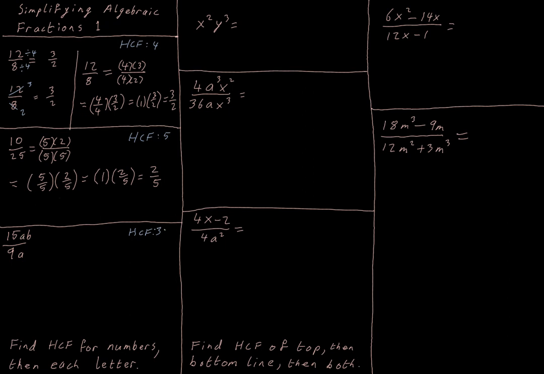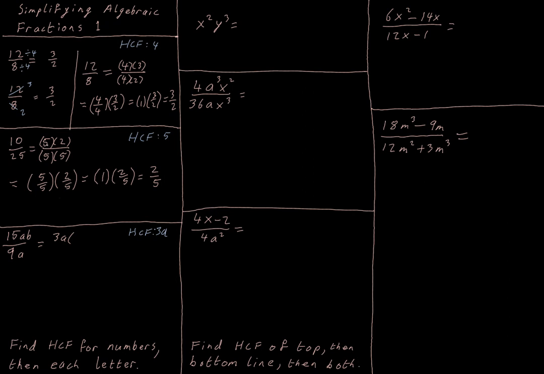So that is a common factor. I have a factor of a on the top and the bottom line. I don't have a b on the bottom line, so I don't have a common factor of b. So my common factor is going to be 3a. So I write down 3a, and 3a times what gives me 15ab, same as what I did here.